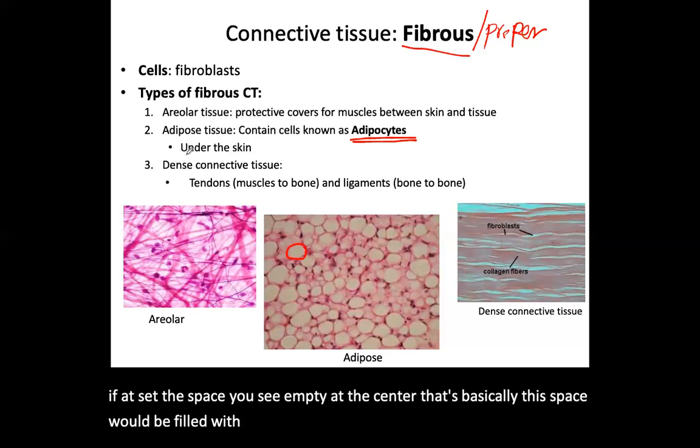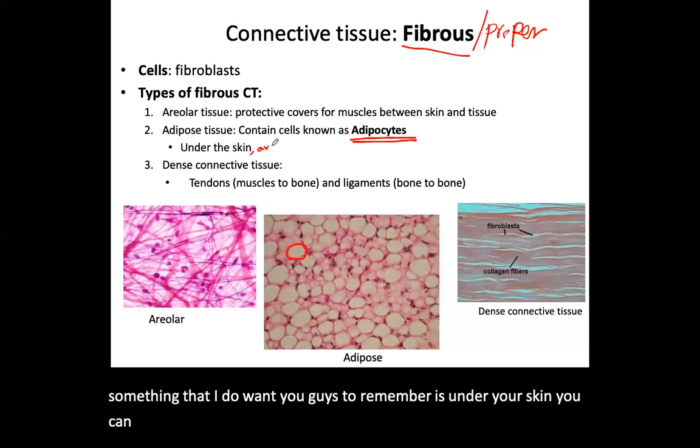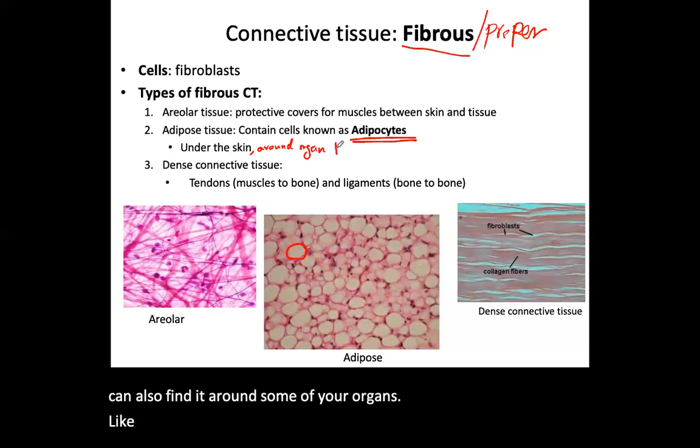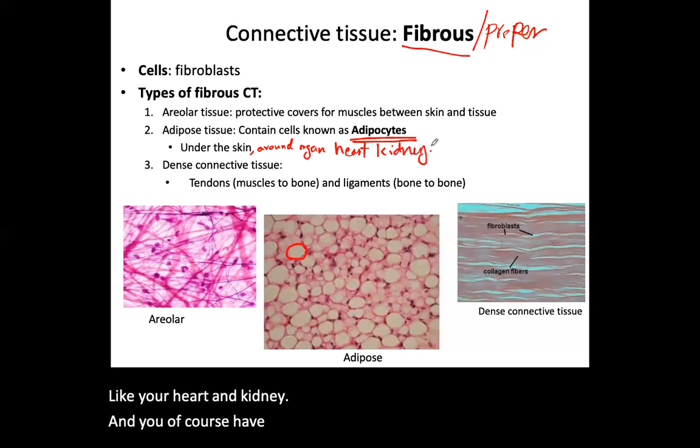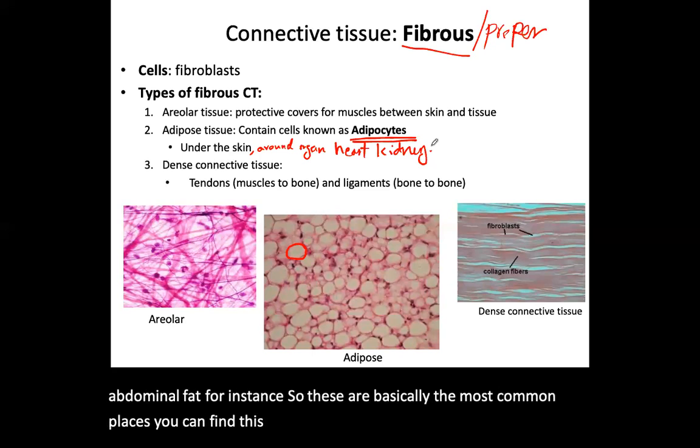A location where you can find it, which is something that I do want you guys to remember, is under your skin. You can also find it around some of your organs, like your heart and kidney. You of course have them as a way of storing fat. So you have abdominal fat, for instance. So these are basically the most common places you can find this adipose tissue.